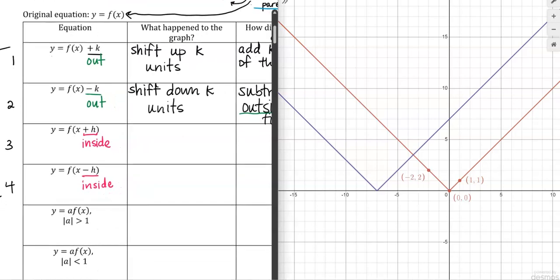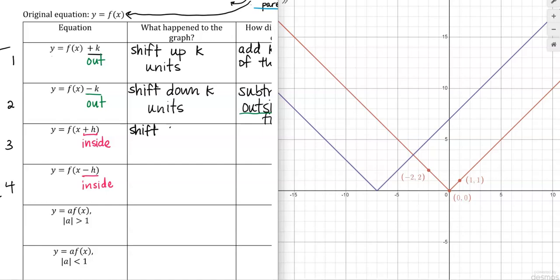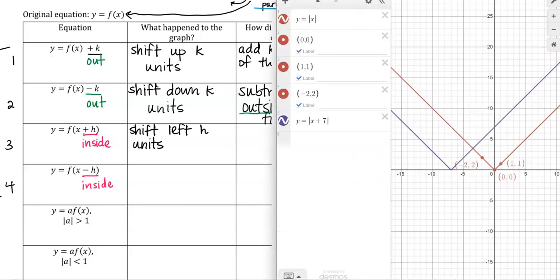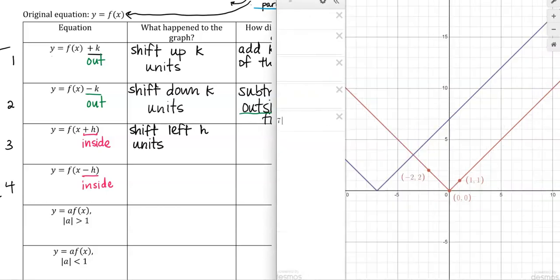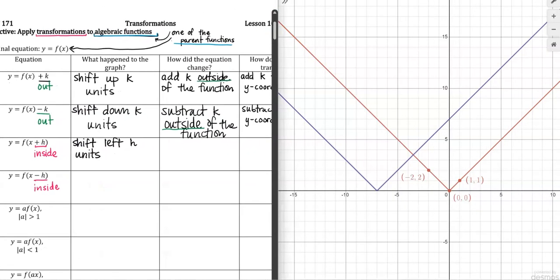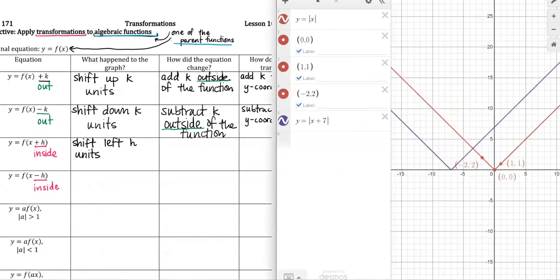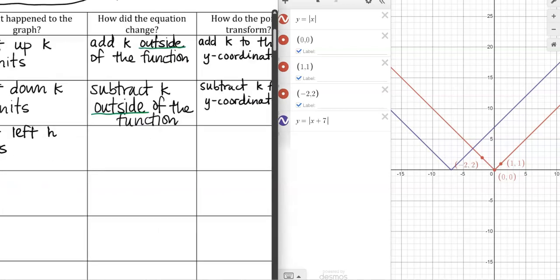What happened to the graph? Well, the graph shifted. All 4 of these are shifts. The graph shifted left h units. I'm not going to put 7, because I could have chosen any number, but I just happened to pick 7 for h. But in general, the graph moved left h units. So how did the equation change? What's the difference between the first equation and the last equation in Desmos?